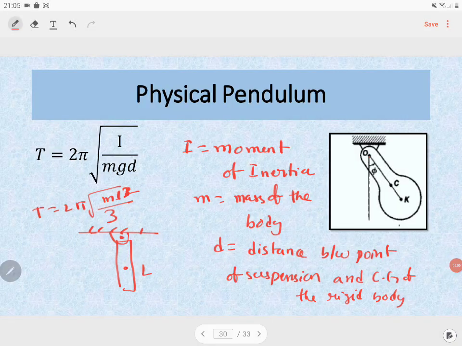Here m is the mass, g is acceleration due to gravity, and d is the separation between the point of suspension and the center of gravity. It is L by 2. Just simplify, and you will get the answer.